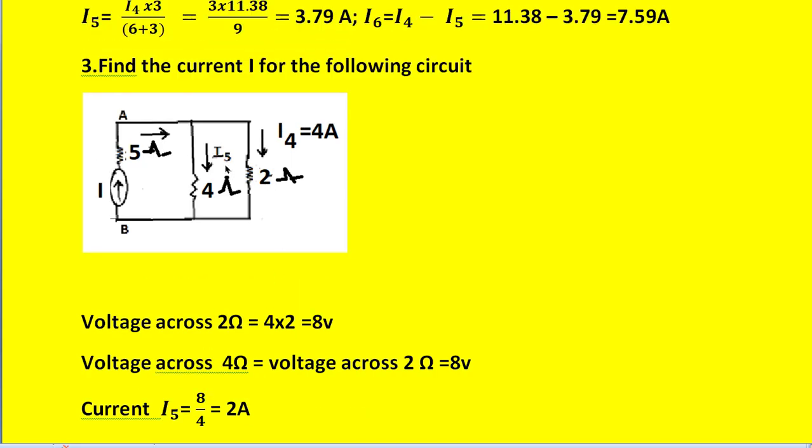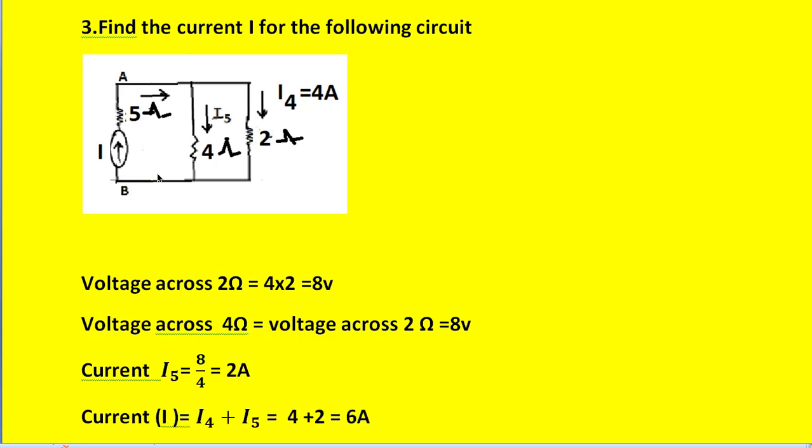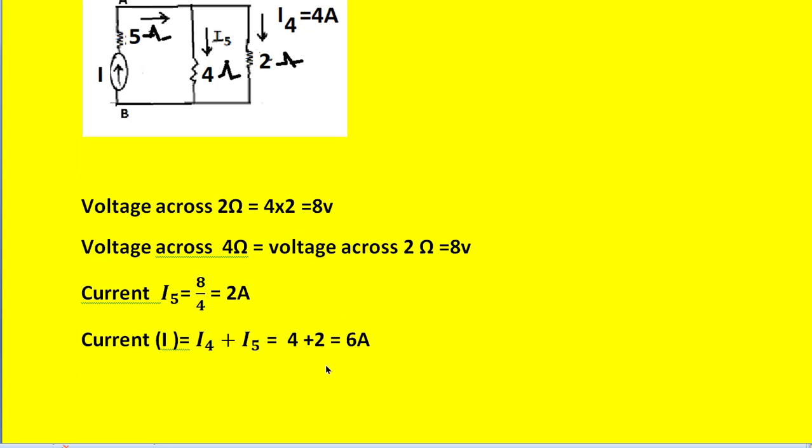So we get 2 amperes here. Having known I5 and I4, we can calculate the total current supplied by the current source, that is I is equal to I4 plus I5, that is 4 plus 2, which is 6 amperes.